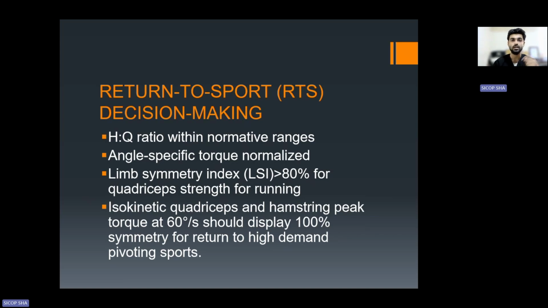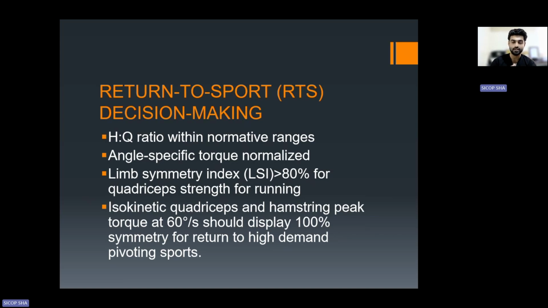So if we want the hamstring to quadriceps ratio for an athlete who is willing to return to sports, we first test him at 60 degrees per second and 180 degrees per second isokinetically, and we see the peak torque of the quadriceps and hamstring. We should get a ratio which should be within the normative range for safely returning to sports. Now, angle specific torque should be normalized.